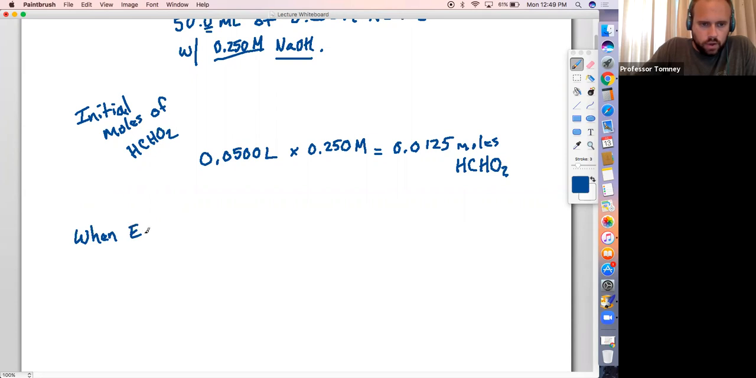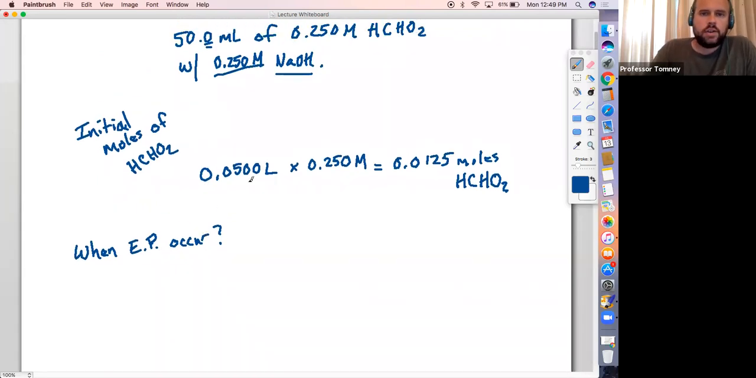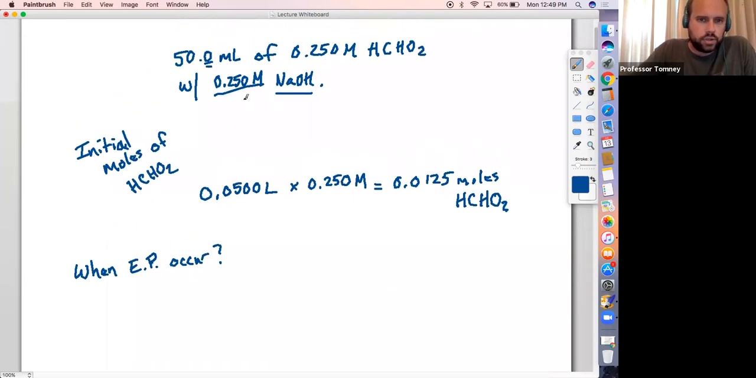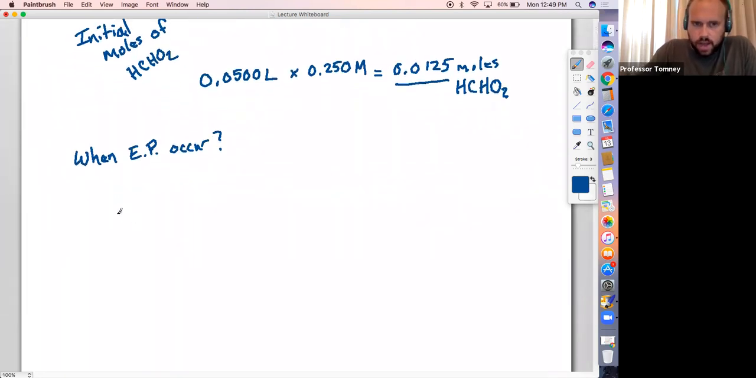So when will the equivalence point occur? And this is going to be based on volume. If you notice up here, I just tell you, you have sodium hydroxide at a certain concentration. So now what I'm saying is, what volume of sodium hydroxide is going to be required in order to get rid of 0.0125 moles? So what we're going to say is, I want to neutralize 0.0125 moles. So that's how many moles of sodium hydroxide I need.